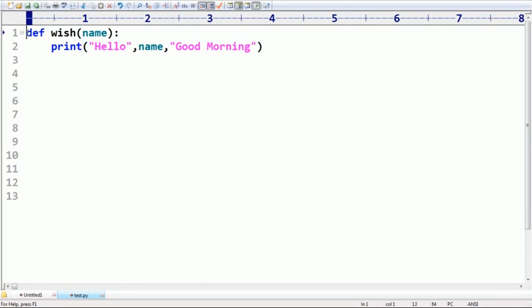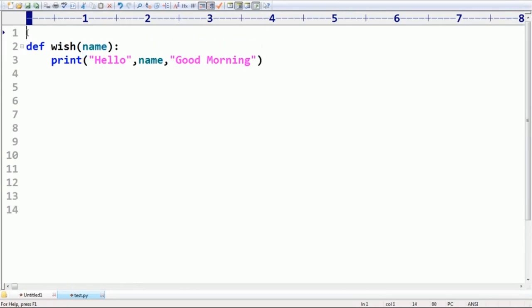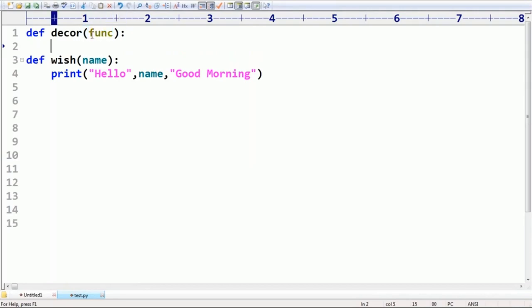For this I want to apply the decorator concept. How can you do that? def decor. Just observe that very carefully, sir. Is this name fixed or can I use any name? Sir, any name you can use, need not be decor. def decor of func, because a decorator function is always going to take some function as argument. It always takes some input function.